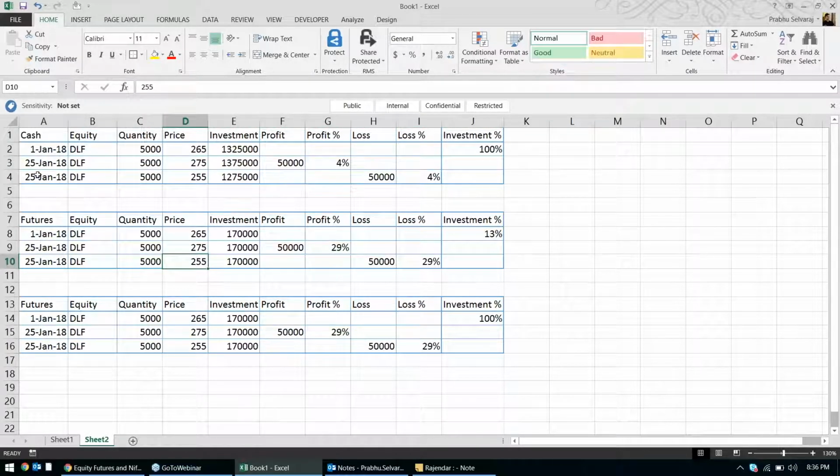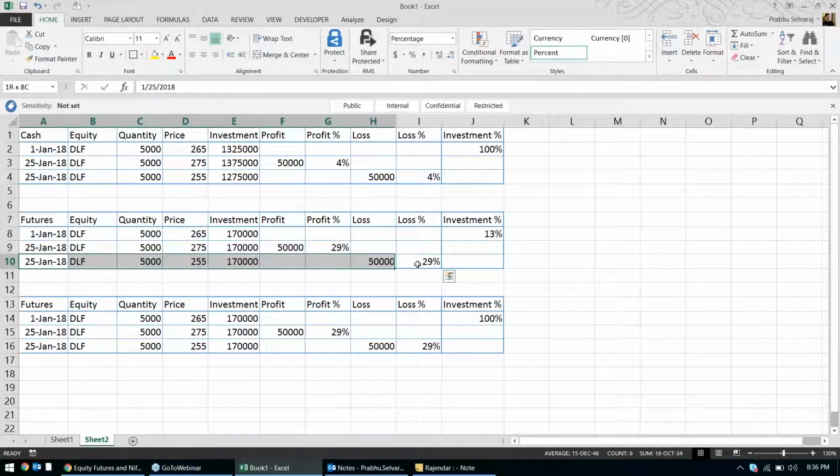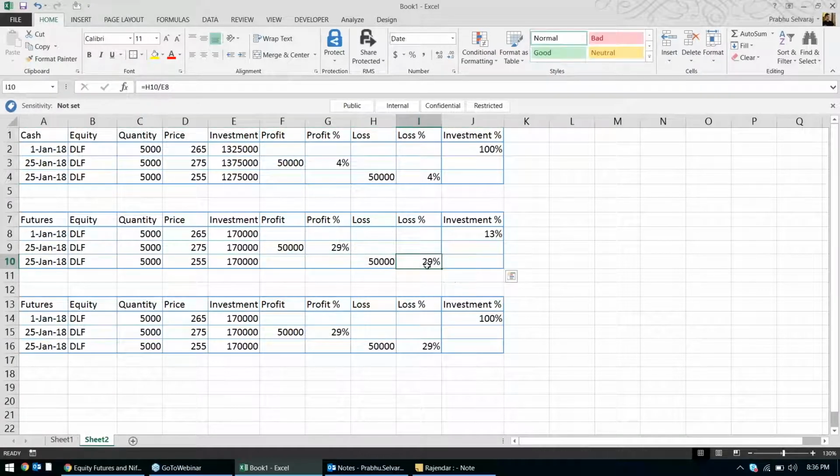However, if the stock goes down by 10 rupees, here my loss on investment is 4%. But in the same case, in futures my loss on my investment is 29%, which is very, very high. So this is the risk I'm supposed to bear. If I'm able to bear the risk of 30% of investment, I can trade in futures. Okay, next.